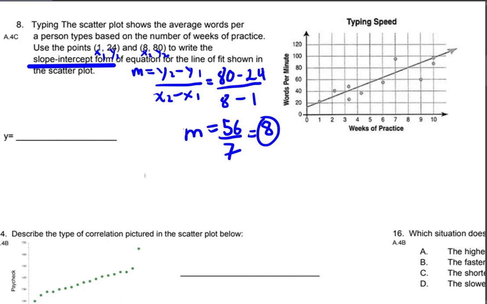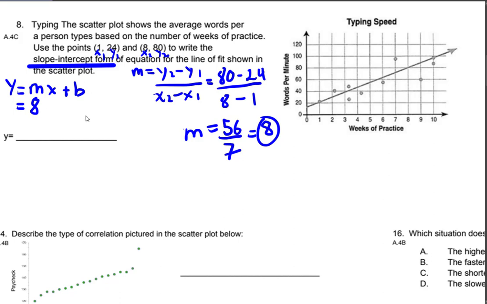So remember, I want to put it in the form y is equal to mx plus b. In this case I have 8 here. Now here's the problem that we have. Normally we would find the y-intercept from there, but I can't tell exactly what that y-intercept is. And that bothers me. So I'm going to show you another way that you can get this b value. Let's do it like this.